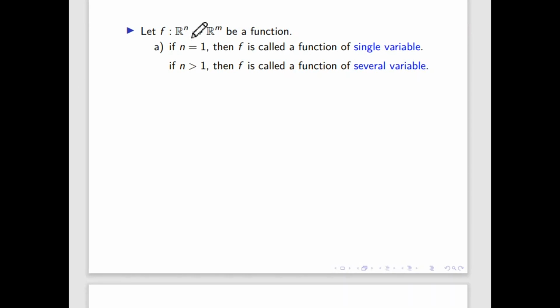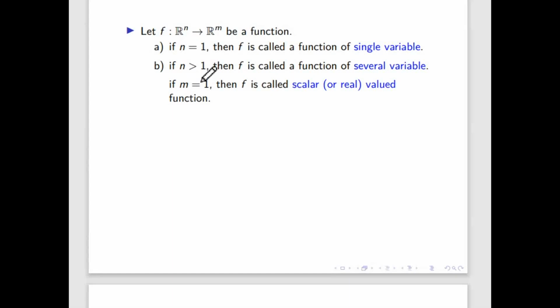So based on the domain dimension, n equal to 1 or n greater than 1, it is called single variable or multivariable. So far, the case we covered, this is only part A. Till now we covered only n equal to 1, that means R here, and m is also 1.